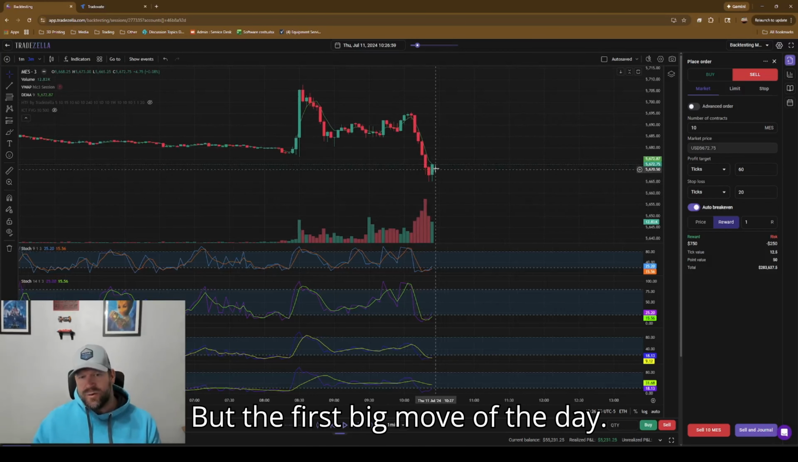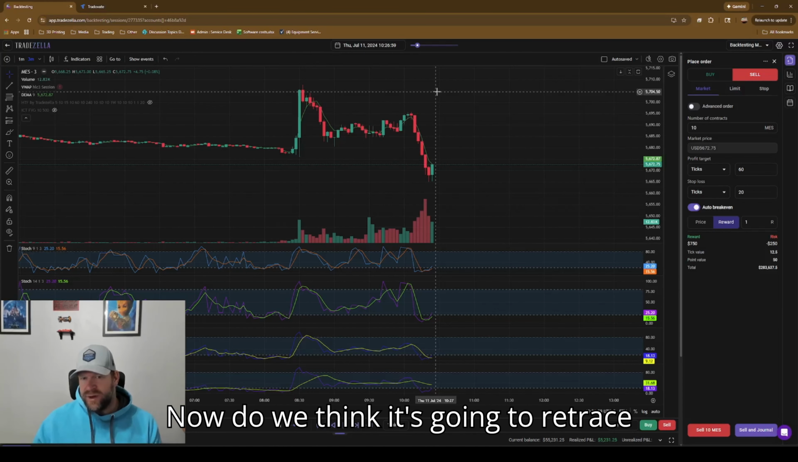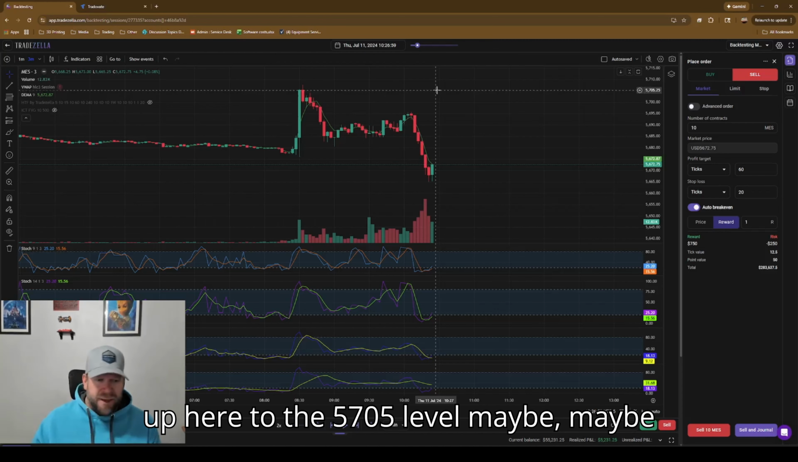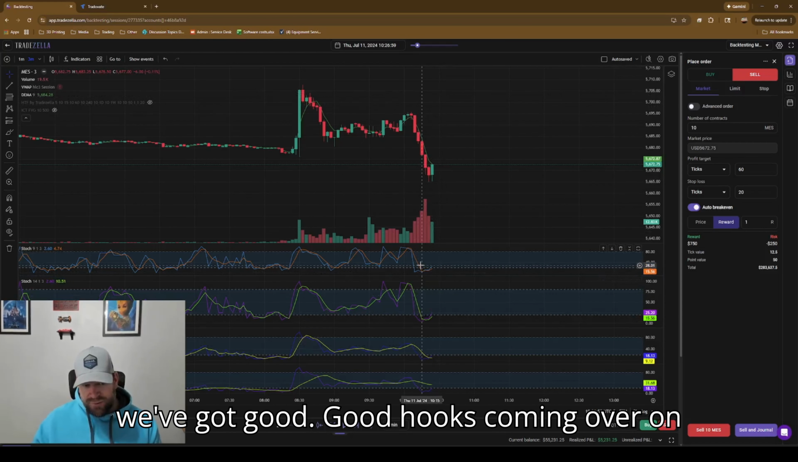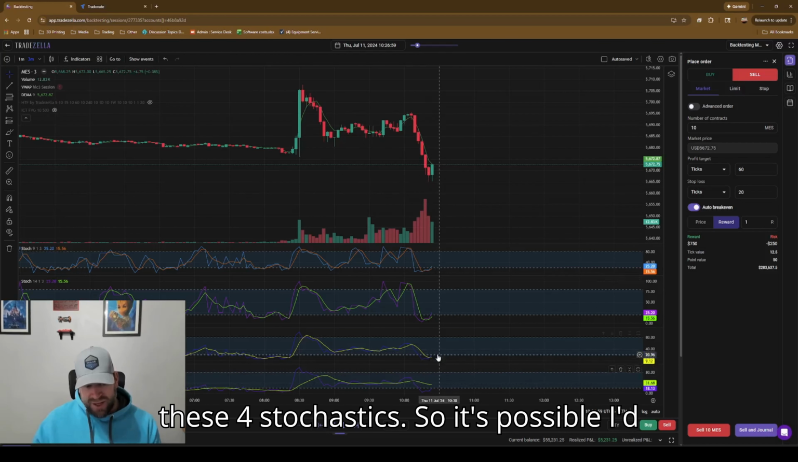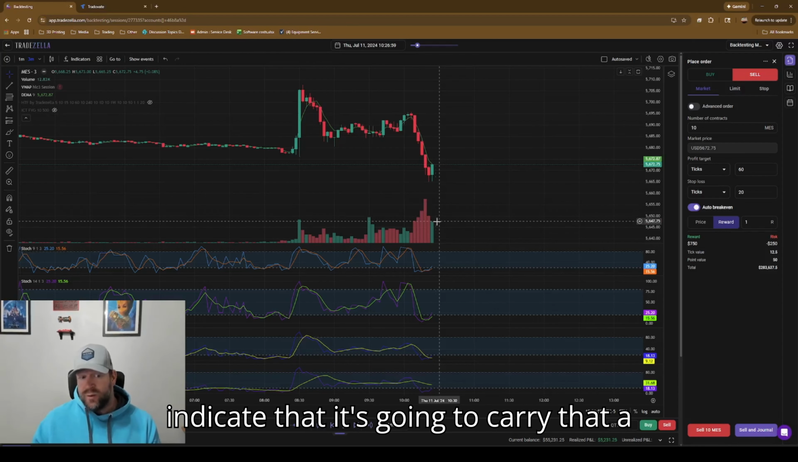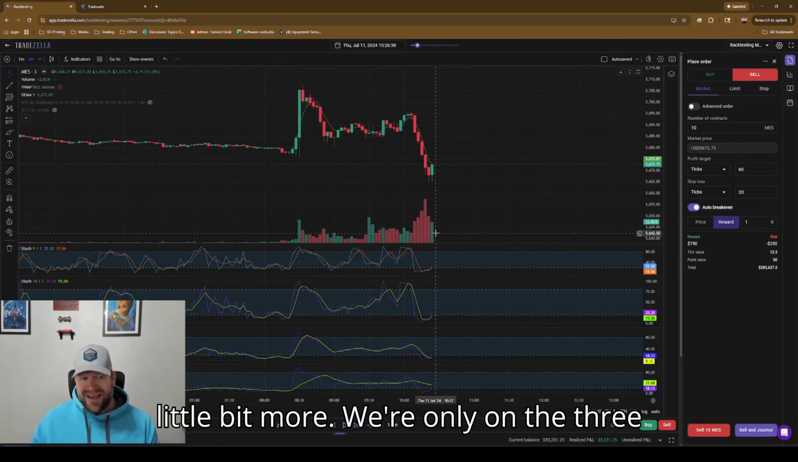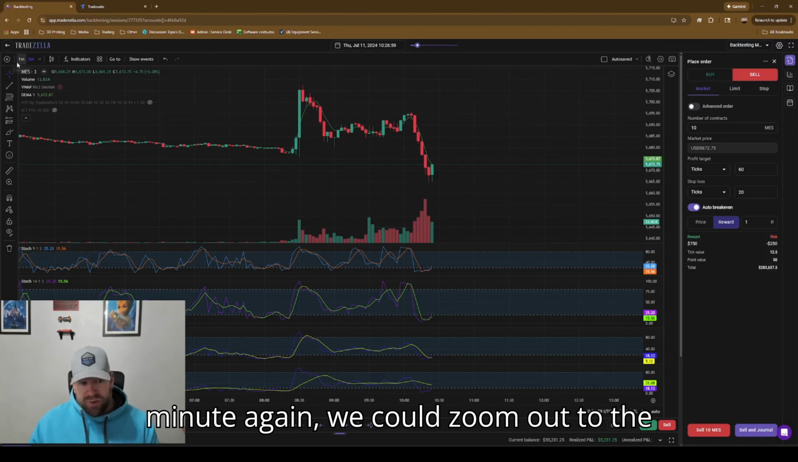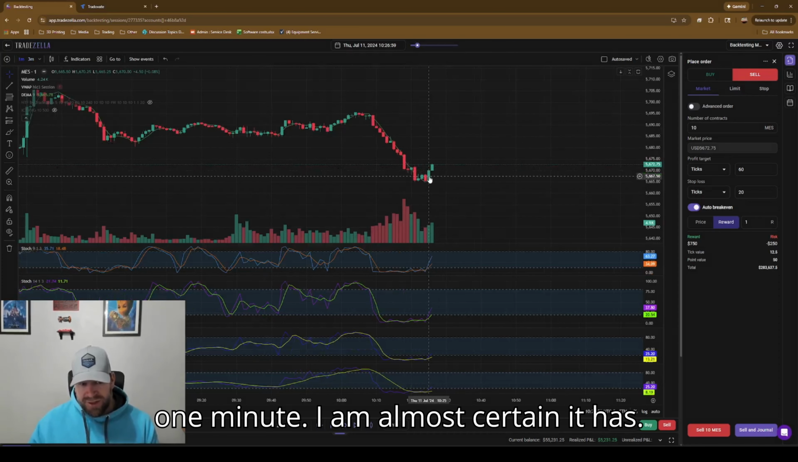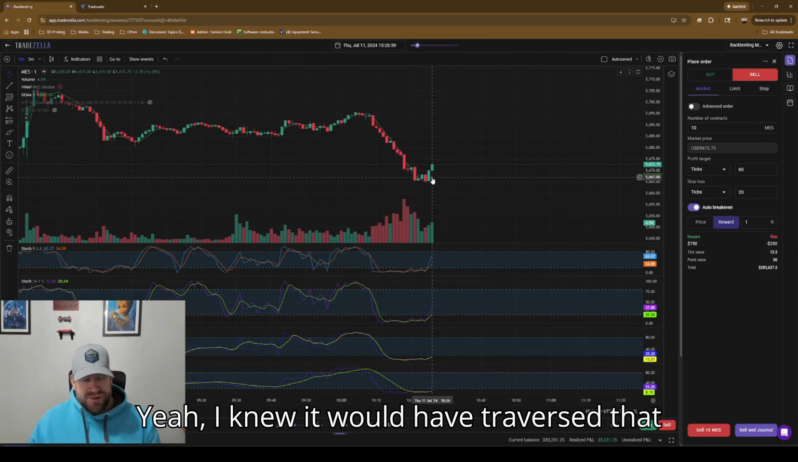Now, do we think it's going to retrace up here to the 57.05 level? Maybe. We've got good hooks coming over on these four stochastics, so it's possible. I'd look for a 1, 2, 3 on ramp with my volume to indicate that it's going to carry that a little bit more. We're only on the 3-minute. Again, we could zoom out to the 1 minute. I am almost certain it has. Yeah, I knew it would have traversed that 9 EMA.